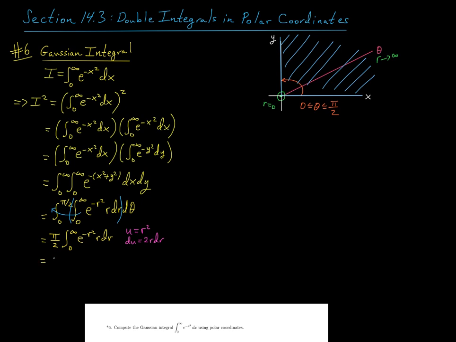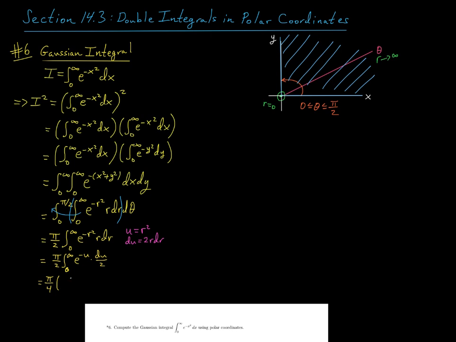Okay, so what's that going to give us? It's going to give us pi over 2 times the integral, and I'll go ahead and change the bounds. If r is 0, then u would be 0. And if r is approaching infinity, u would also approach infinity. And then I'm going to have e to the minus u. And then r dr is, we said here, du over 2. Okay. So I can factor out that half. So that's going to give us pi over 4.